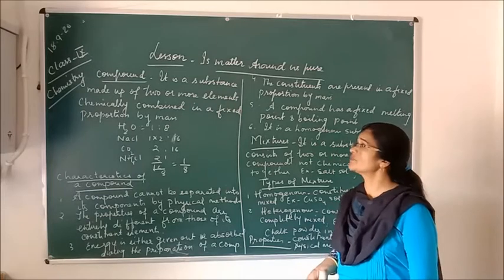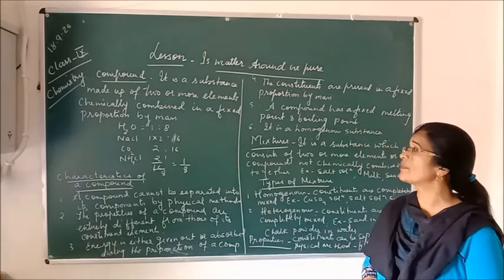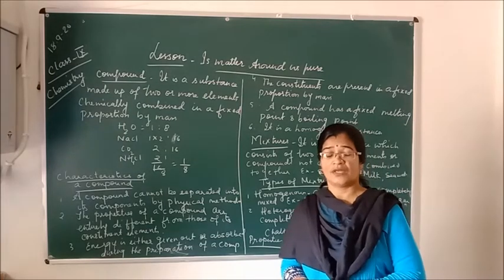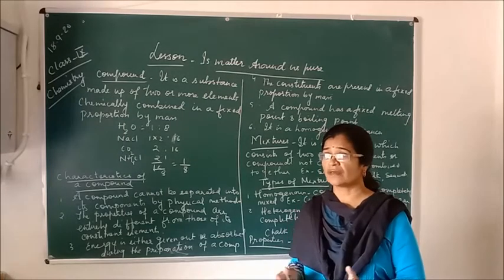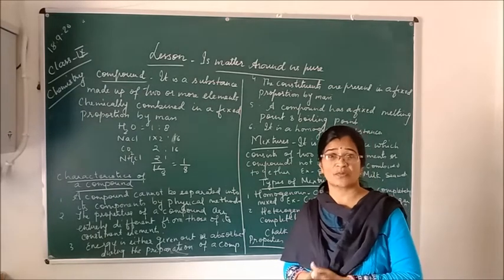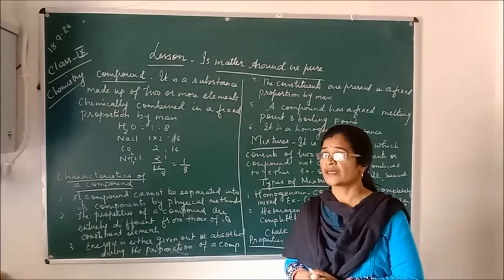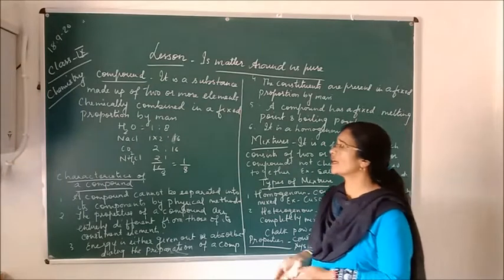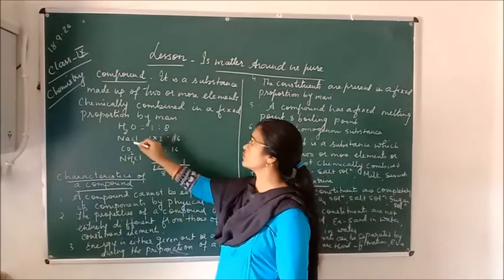A compound is a substance which is made up of two or more elements chemically combined in a fixed proportion by mass. That is called a compound, meaning when two or more elements are combined together in a fixed proportion by mass. There are different kinds of compounds, like water, H2O.